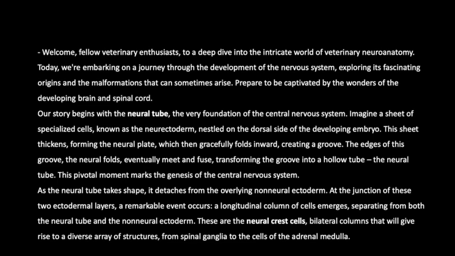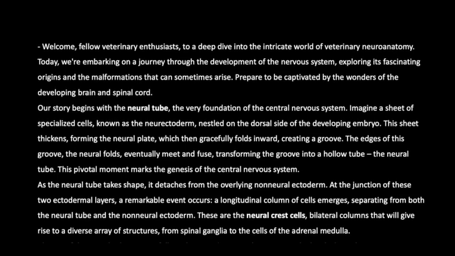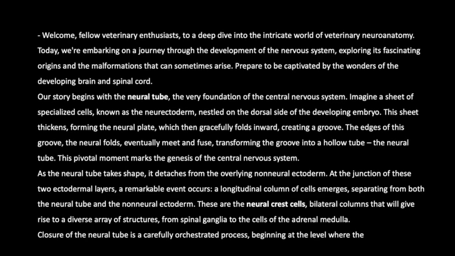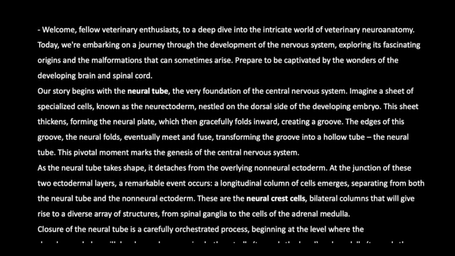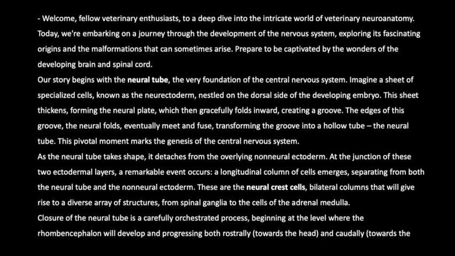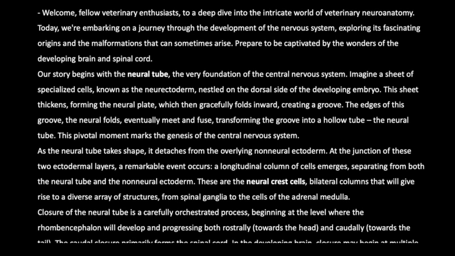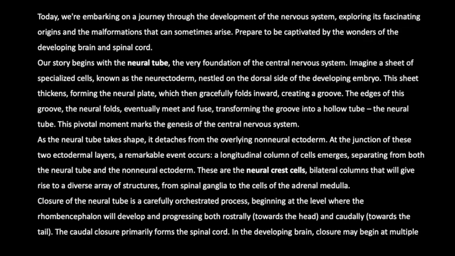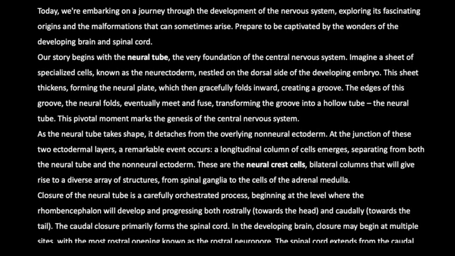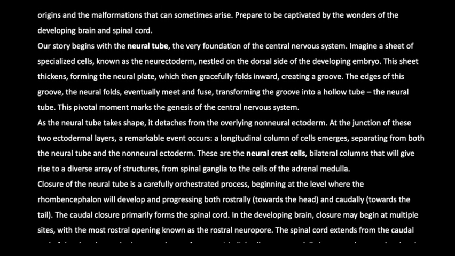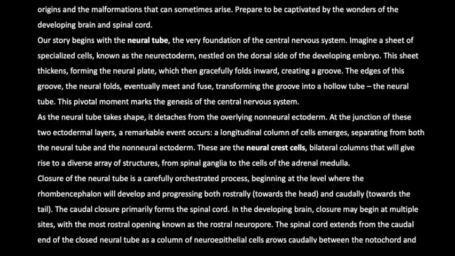Our story begins with the neural tube, the very foundation of the central nervous system. Imagine a sheet of specialized cells, known as the neurectoderm, nestled on the dorsal side of the developing embryo. This sheet thickens, forming the neural plate, which then gracefully folds inward, creating a groove. The edges of this groove, the neural folds, eventually meet and fuse, transforming the groove into a hollow tube, the neural tube. This pivotal moment marks the genesis of the central nervous system.